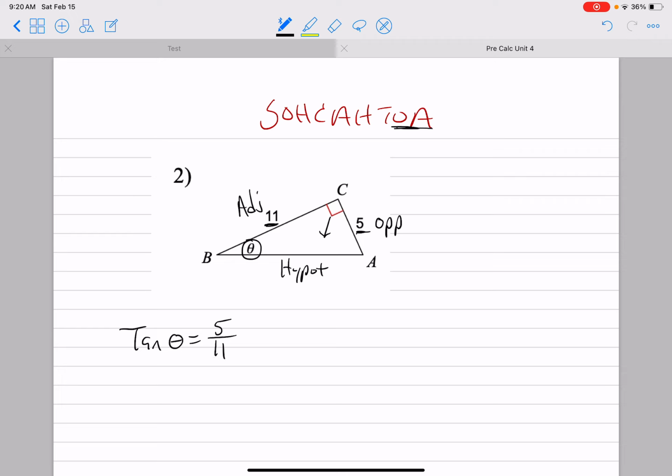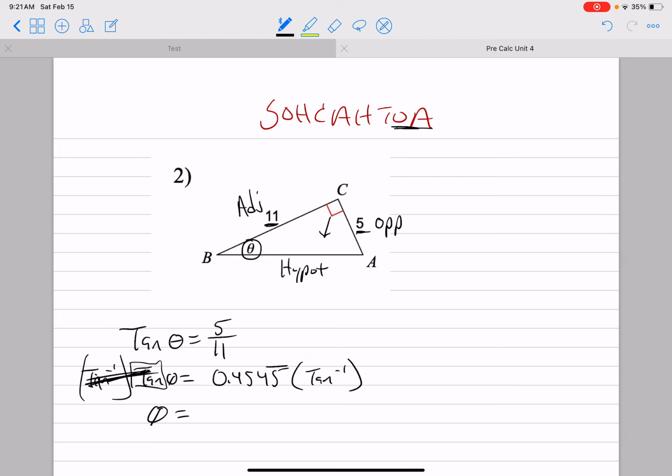Now I'm going to take 5/11ths and start solving this. 5 divided by 11 is 0.4545 repeating. So the tangent of theta equals 0.45 repeating. Now I got to get theta by itself. So I'm going to undo tangent. I'm going to do tangent to the -1 on both sides. They cancel. Theta equals tangent to the -1.